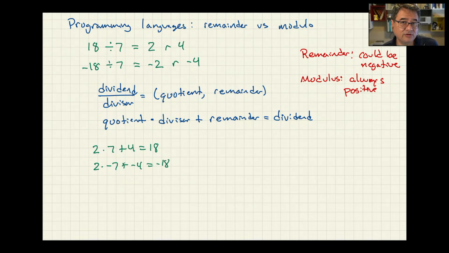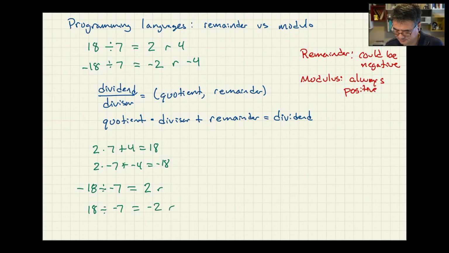So things get a little weird when you start mixing up the signs. What about negative 18 divided by negative 7? Well, you get a quotient of 2, because a negative divided by a negative gives you a positive number. And then what remainder do you get? And then we'll do one last one, which is, what if we do 18 divided by negative 7? Obviously, we get negative 2 for the quotient, but then what remainder do we get?